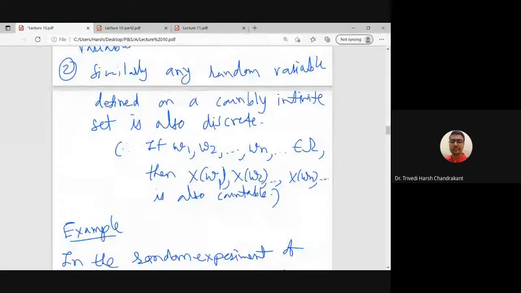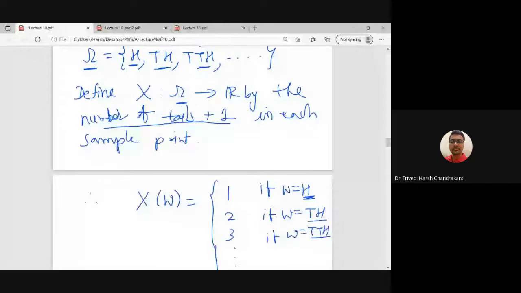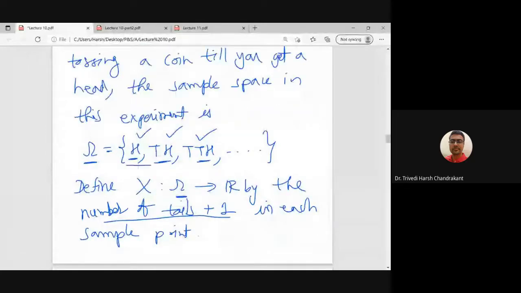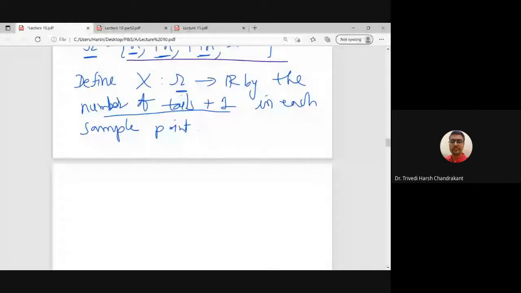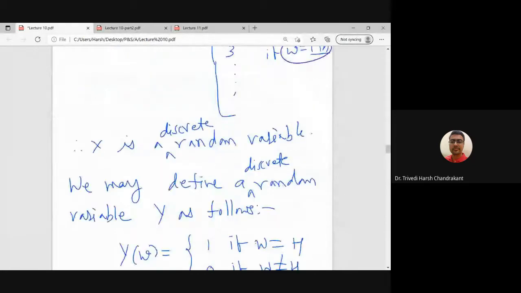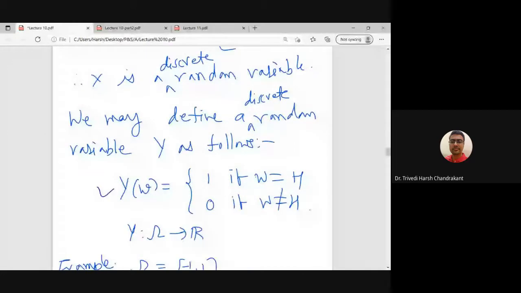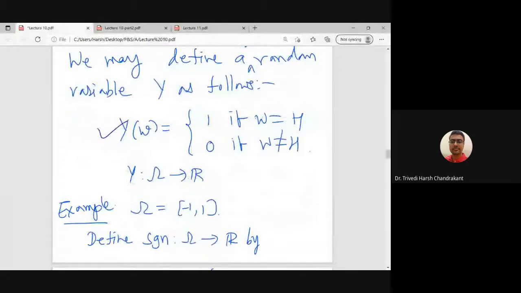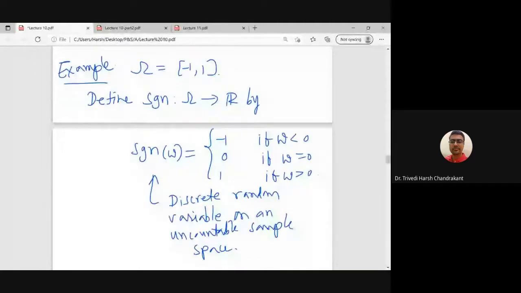Okay, so we have seen an example. This is an example of a countable set. We can associate natural numbers with each outcome one by one. That gives us an example of a discrete random variable. We can also use the indicator function, or the sign function. Even if the sample space is uncountable, the sign function gives output 1, 0 or minus 1. Therefore it is a discrete random variable.